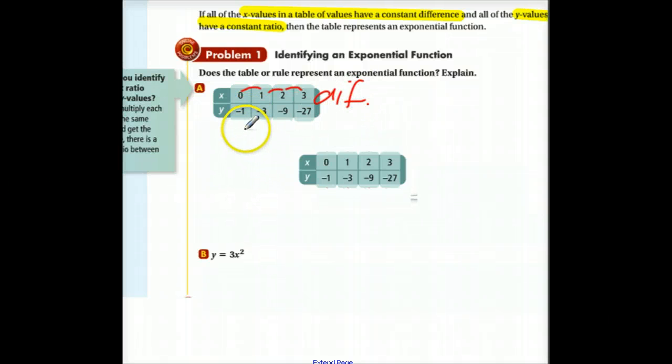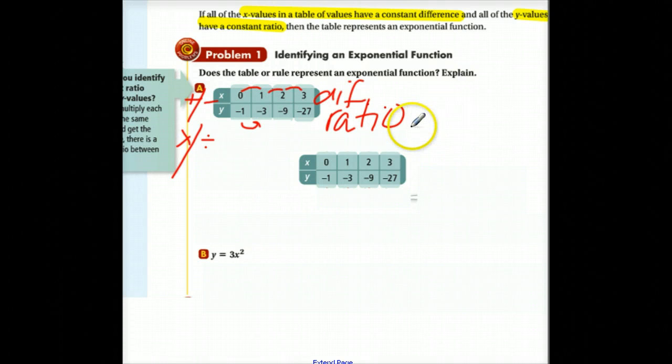And if you look at the y's, so x's you are adding or subtracting. For the y values to have a common ratio, this means you're either multiplying or dividing by the same number each time. So that's the difference between the x and y. Negative 1 times 3 is negative 3. Times 3 is negative 9. Times 3 is negative 27. They have a common ratio. So in example A, I would say yes, the table represents an exponential function. There is a constant difference with the x values and a constant ratio with the y values.